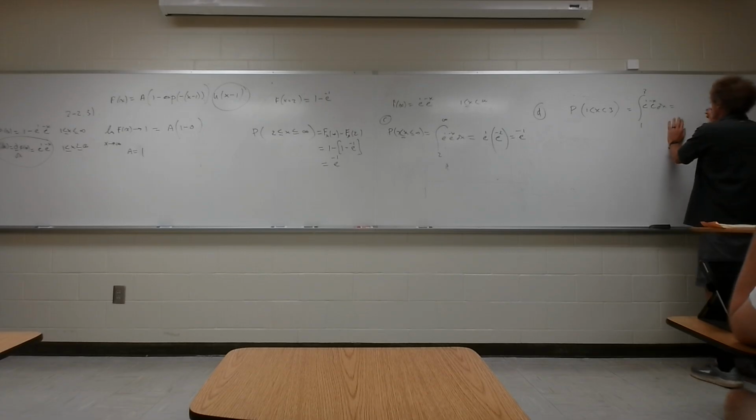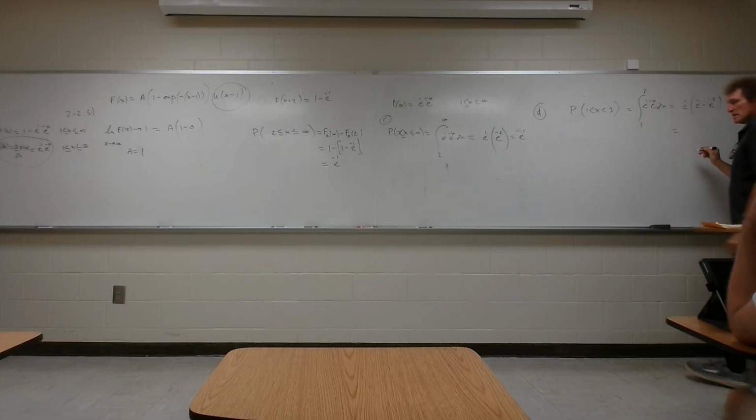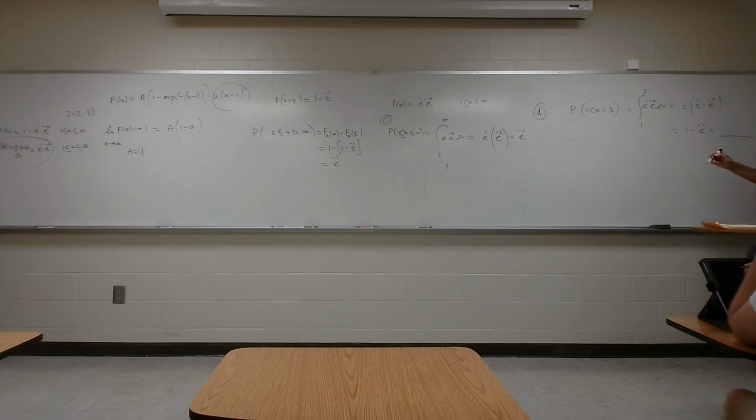So if I do this, I get e to the 1, right? Then I get minus e to the minus x, but I reverse the order, so I'll take the 1 up top, 3 in the bottom, and then I get e to the minus 1 minus e to the minus 3. I'm just doing integration. Then what I'll do is go ahead and multiply through, so I get 1 minus e to the minus 2. And that's part D. That's a very small number. You have it?